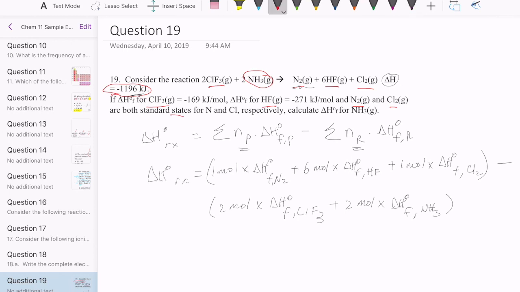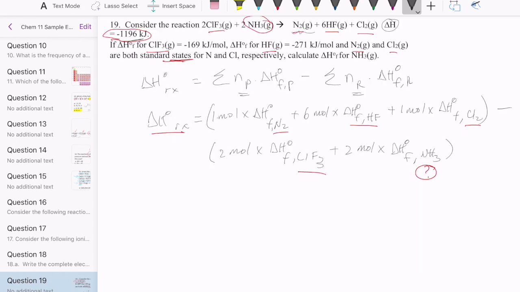Well, we know this value. We know the HF, and then we also know the ClF3. We're being asked for this one, so that means that we're going to need to know these two as well, right? The Cl2 and the N2. But they told us that those are standard states, and if you remember what standard state means, their enthalpy of formation is equal to 0, okay? So that's how we're going to solve this. We know all the numbers except for the unknown that we're being asked, which is the NH3. So we just need to isolate that on one side.